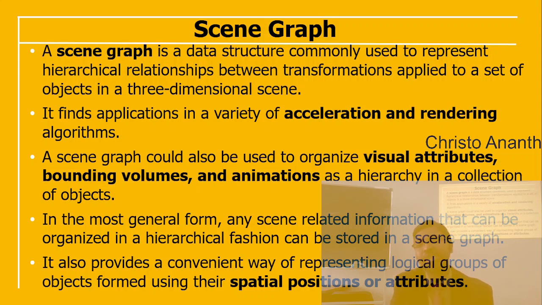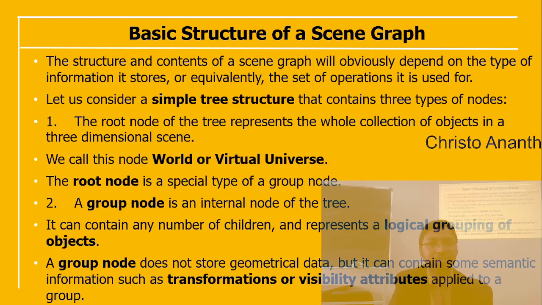Okay. So any scene related information that can be organized in a hierarchical fashion can be stored in the scene graph. Okay. So this is how you try to conveniently represent local groups of objects using the spatial positions or maybe attributes. So we'll have the basic structure of the scene graph. The structure and contents of the scene graph depend on the type of the information it is going to store or maybe the operations that it is used for. Okay. So we'll consider a simple tree structure.